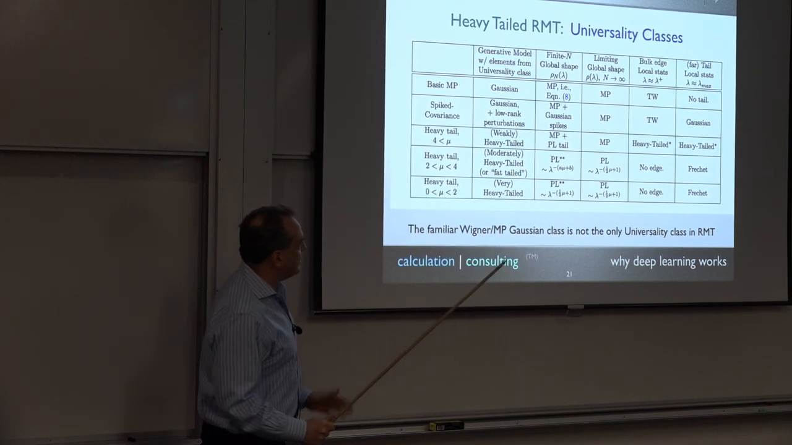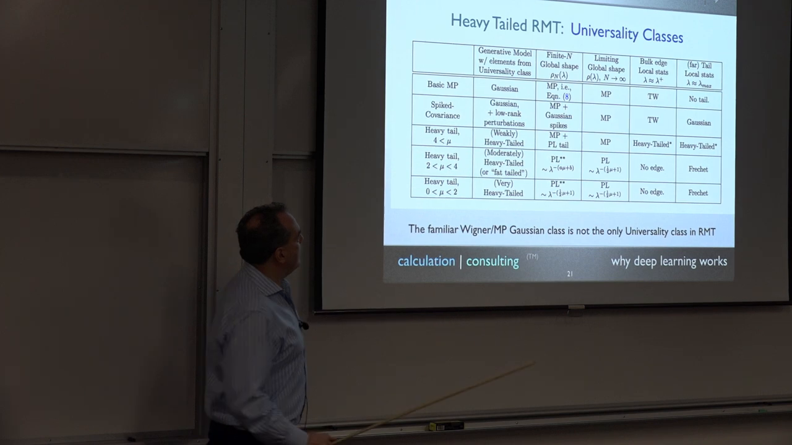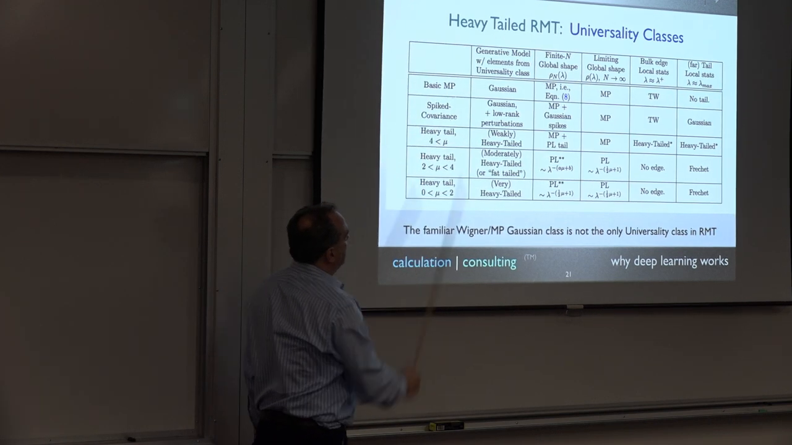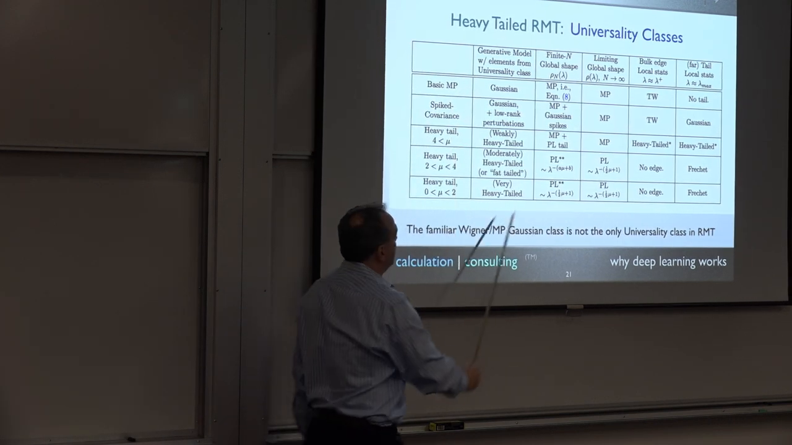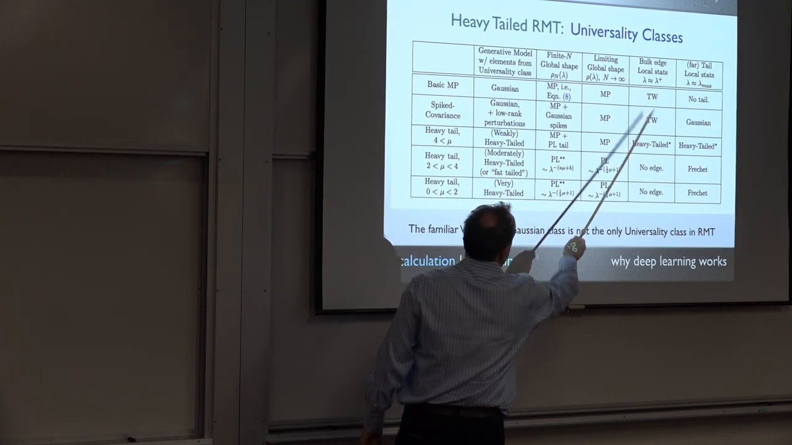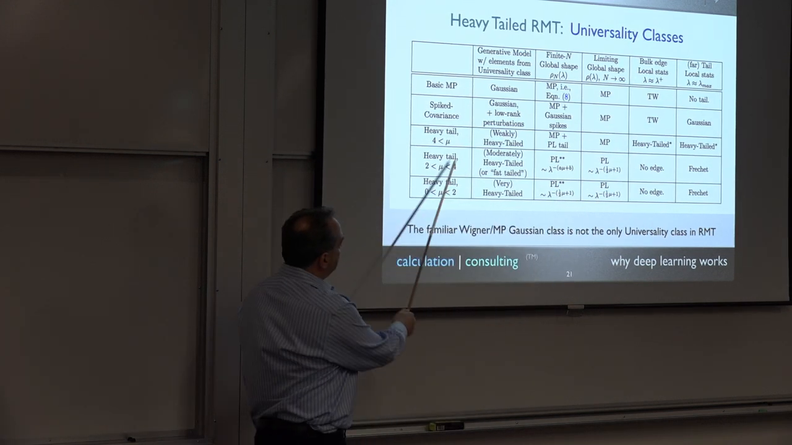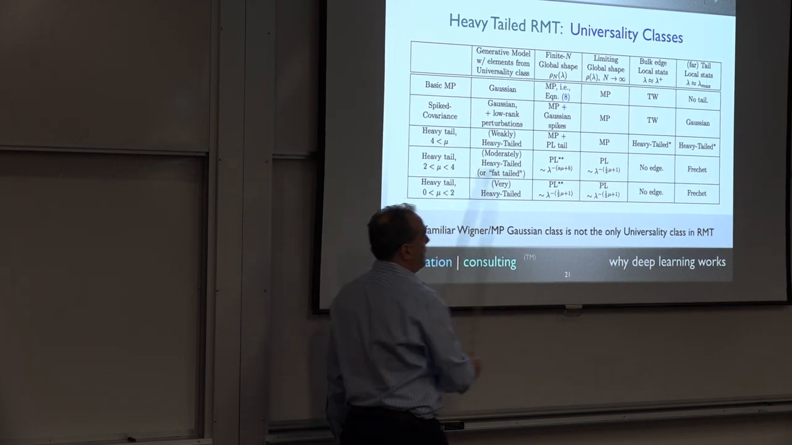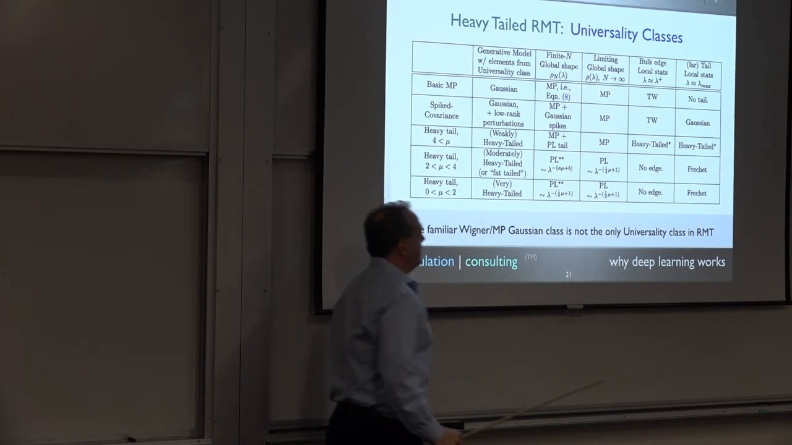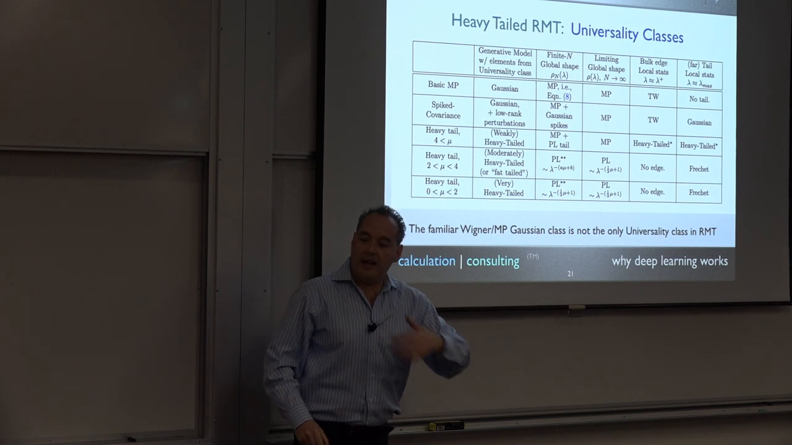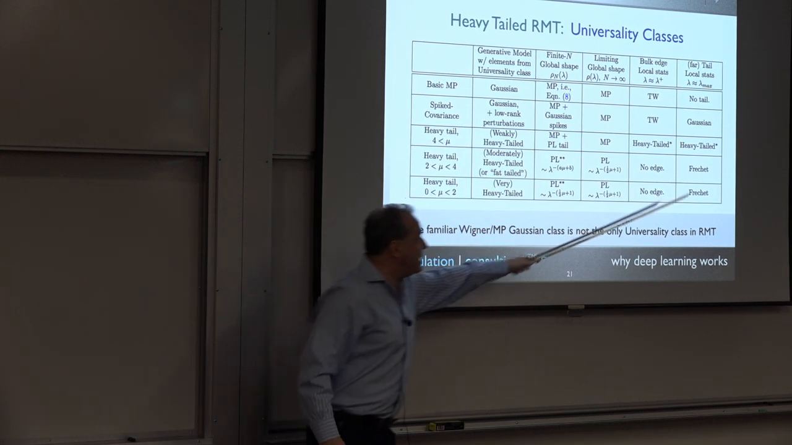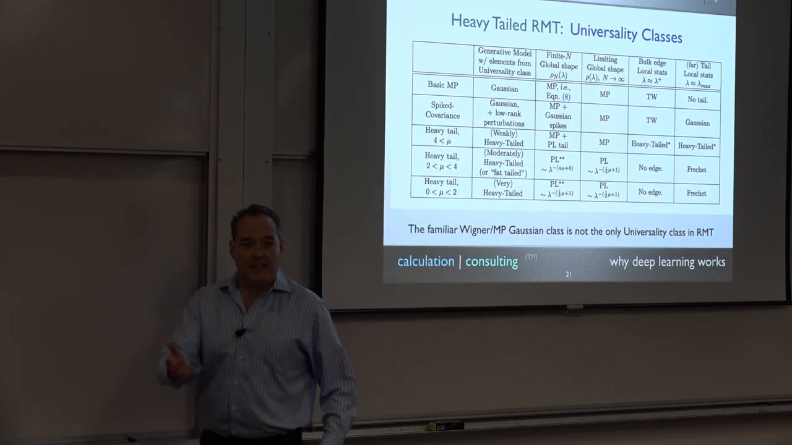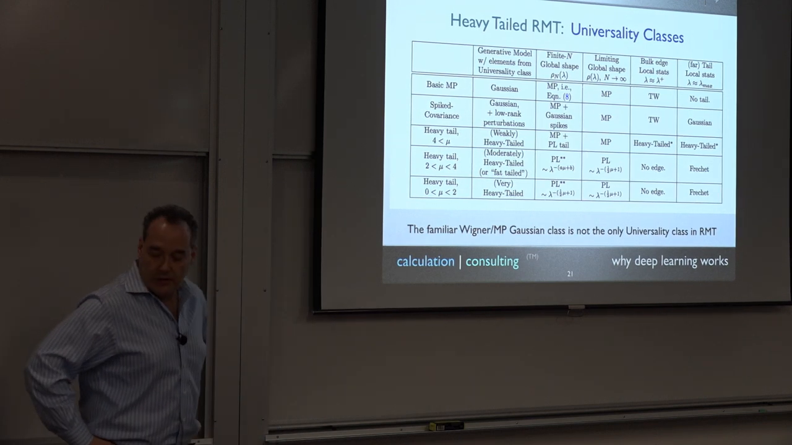But the characteristic thing here is that in Gaussian random matrix theory, the edge statistics are governed by Tracy-Widom. In the heavy-tailed situation, of course, there is no edge. But the maximum eigenvalue is governed by a Fréchet distribution and is scale invariant. And this is going to be the key to developing a capacity theory for neural networks. So I'm going to show you it very shortly.